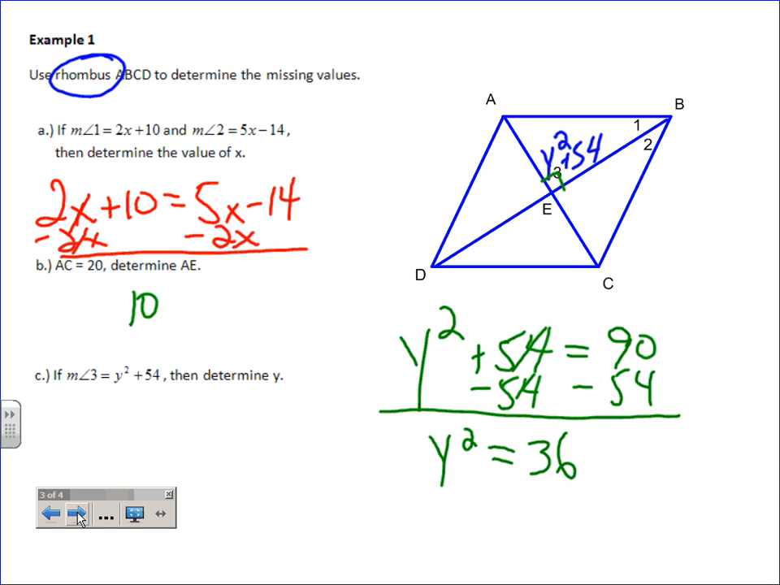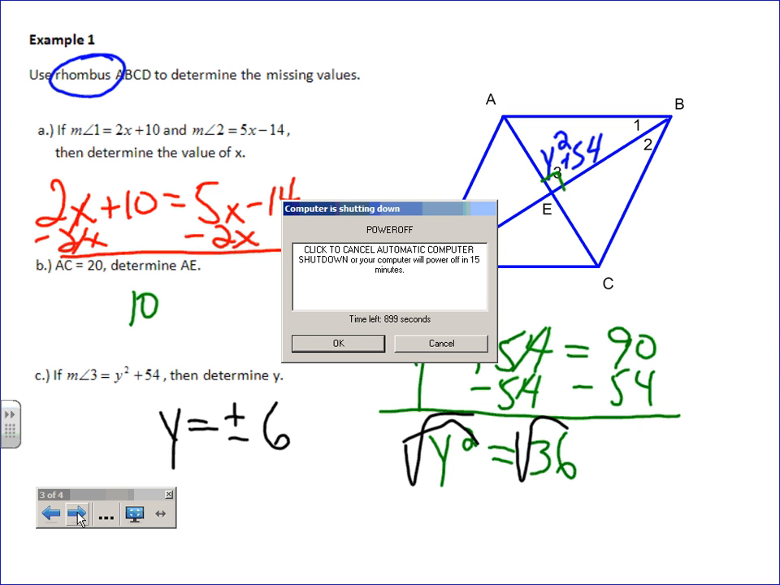36. And here's where you have to be careful. How do you get rid of a square? Okay, very good. Square root. And so these cancel over here. So y equals, now here's where you have to be very careful. Whenever you decide to take the square root throughout a problem, you do have to add the positive and negative out front. So positive and negative 6.